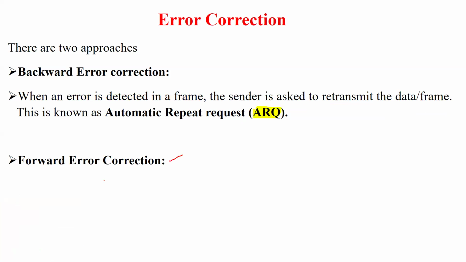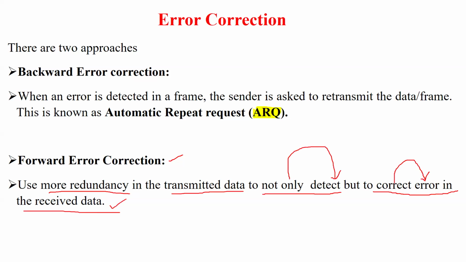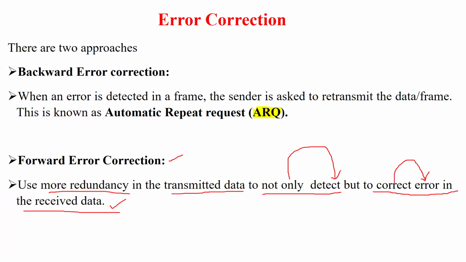Coming to forward error correction now, it uses more redundancy in the transmitted data. When you are transmitting the data, it carries more redundant data, so that it not only detects but also corrects errors in the received data. It is performing both error correction and detection. So these are forward error correction and backward error correction.